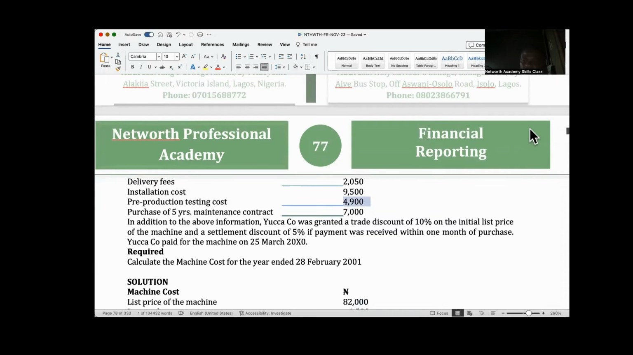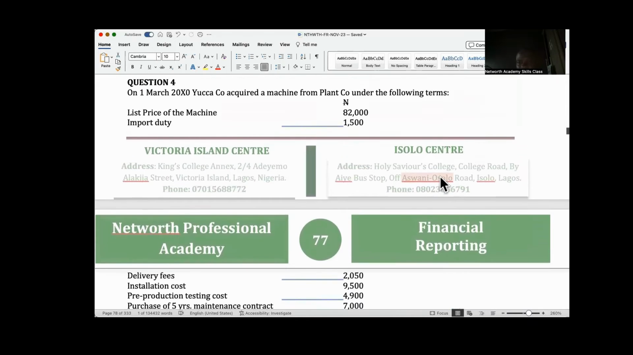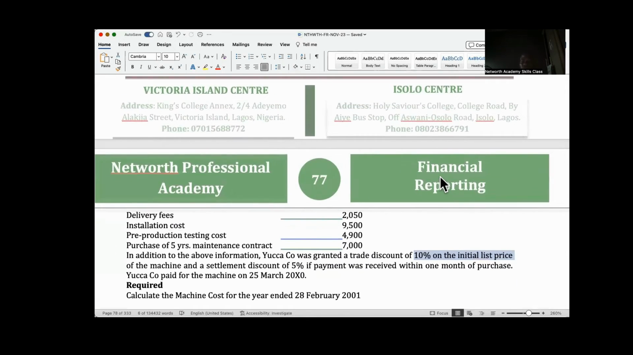Not only that, they now said in addition to the above, there was a trade discount of 10% on the initial list price. So that will be 10% of how much was the list price? 82,000. That's 8,200. So what are we doing to that 8,200? Are we deducting it? Yes. Okay. Deduct 8,200. And also they say there's a settlement discount of 5%. So 5% of 8,200, that's like 4,100.